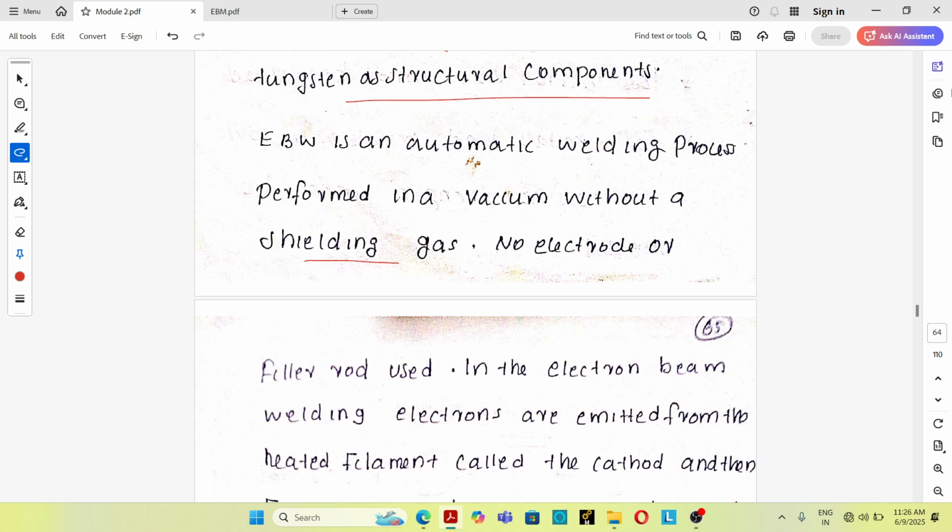The vacuum pressure commonly used in the chamber is 10 raised to minus 3 to 10 raised to minus 6 hectopascal. That's very important. This vacuum pressure is used inside the vacuum chamber while the electron beam welding process is taking place. See, in an electron beam welding process, no electrode or filler rod is used.